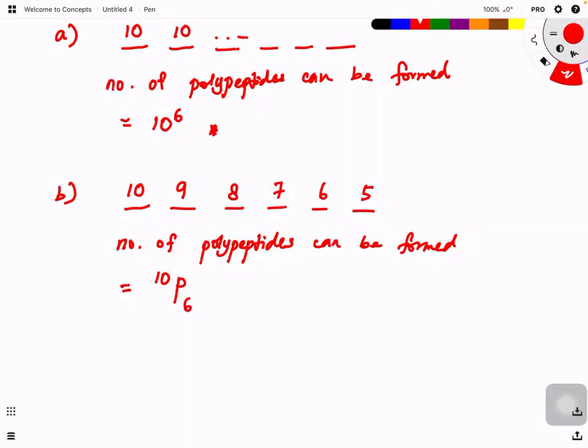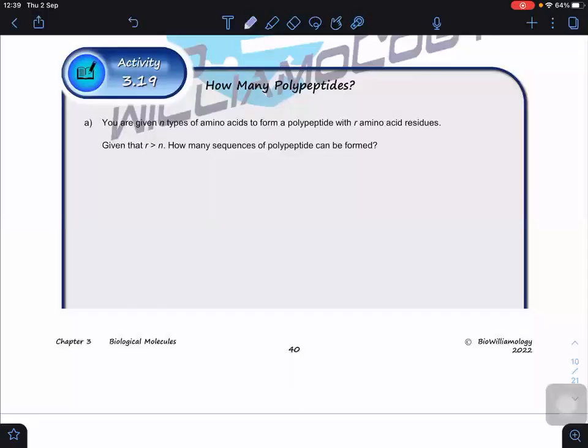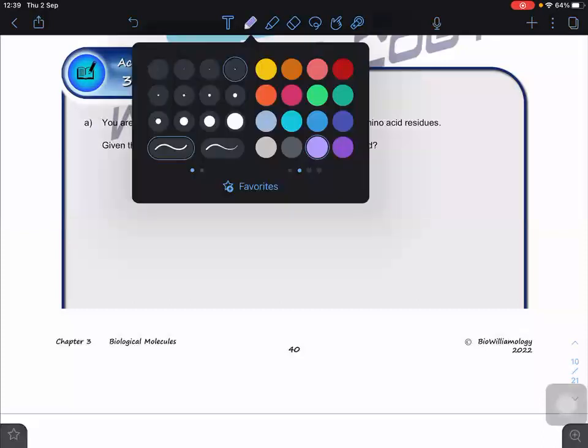Now, why permutation, not combination? Because you need to arrange them. Like I say, amino acids A, B, C and B, C, A will be different. Are you clear? So this is the second example of the calculation. Okay, let us try the questions.